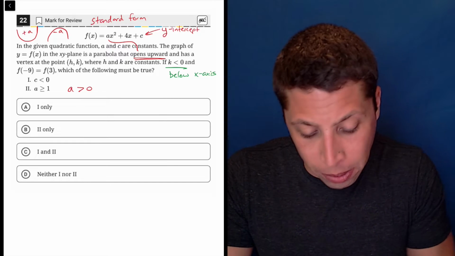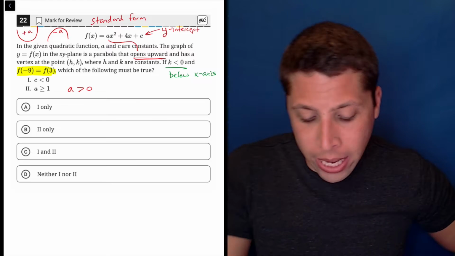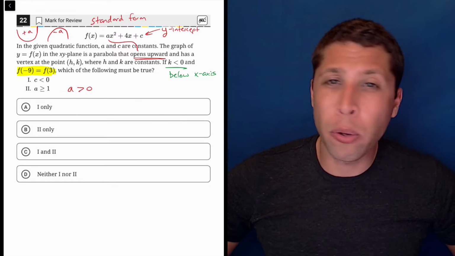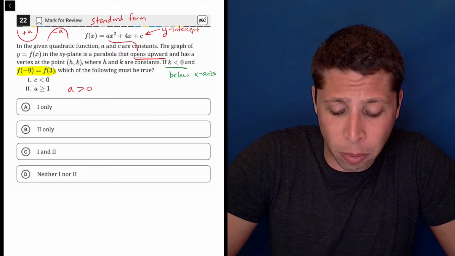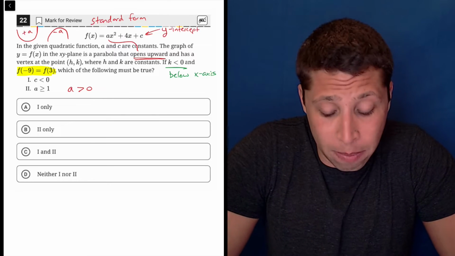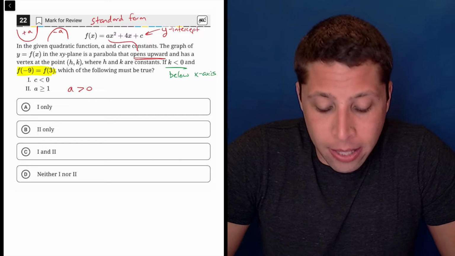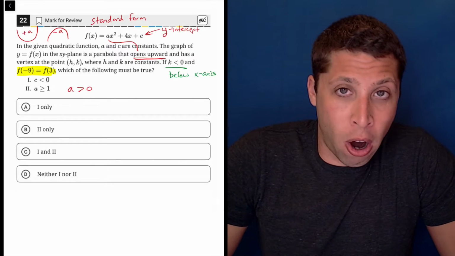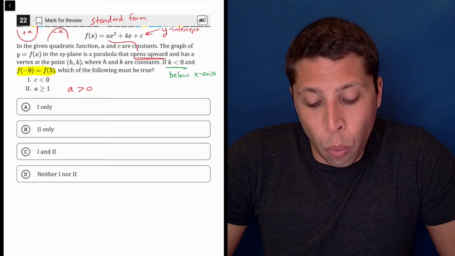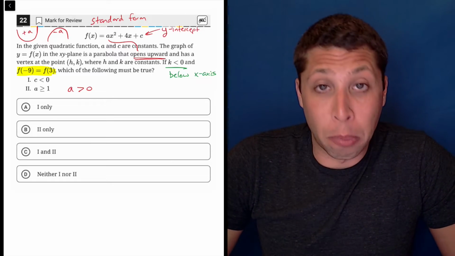Then they give us this weird piece, which I'm going to highlight. f of negative 9 equals f of 3. For many of you, that was just like gibberish. Like, it has to do with points, but what does it mean? Well, basically, since we know that parabolas are symmetrical, we're being told where the middle of this parabola is.